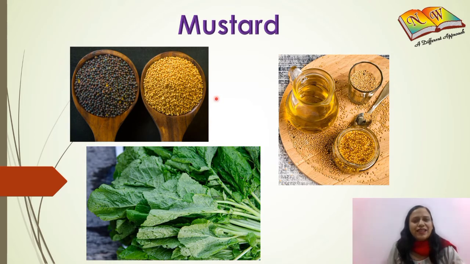Next on your screen is mustard. Now, in case of mustard, there are various parts of the plant that can be edible. We use the mustard seeds as a spice. We get mustard oil, which is extracted from these seeds. And yes, the leaves of the mustard plant, popularly known as sarson ka saag in northern India, are the edible part of the plant. So for mustard, we can say the seeds and the leaves, both are edible.